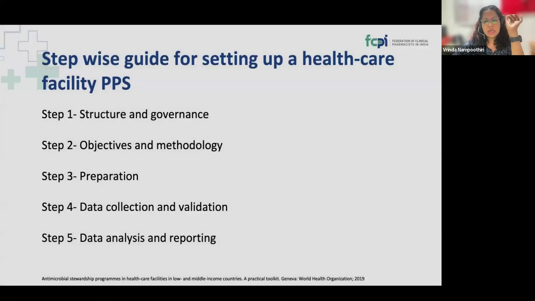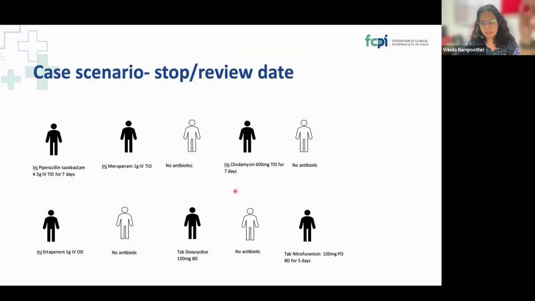We'll try and understand this better using a case scenario. In addition to these process measures, WHO has also elaborated on how you can use point prevalence survey to evaluate any of these process measures. They have put together a stepwise approach on how you can conduct PPS in a hospital setting to assess any of these process measures. There's a 5-step process. The first one is structure and governance. Second is objectives and methodology. Third is preparation. Fourth is data collection and validation. And fifth is data analysis and reporting. We'll understand these using an example.